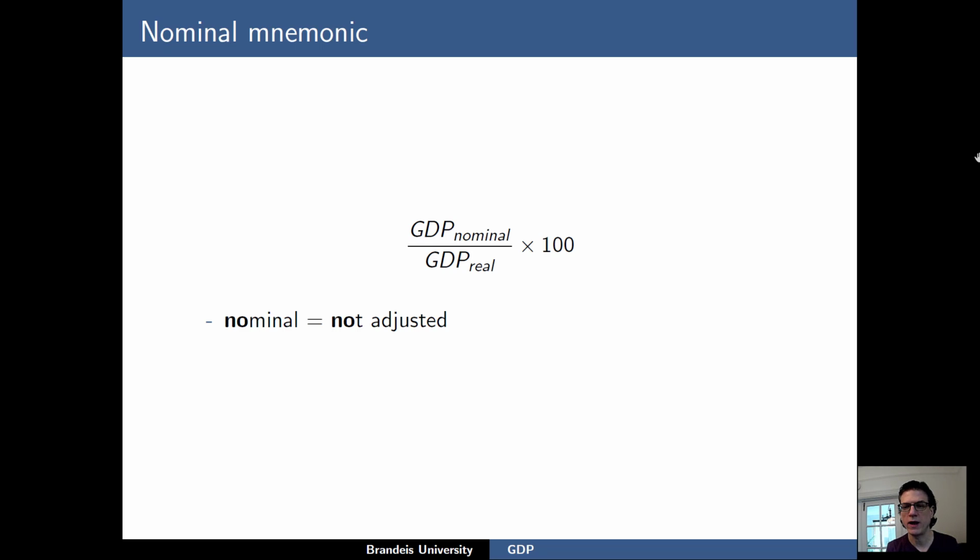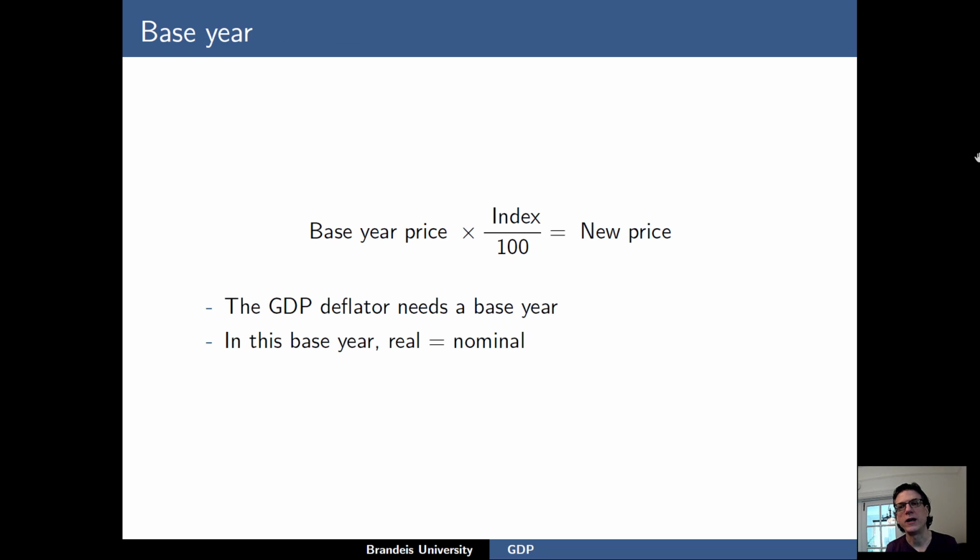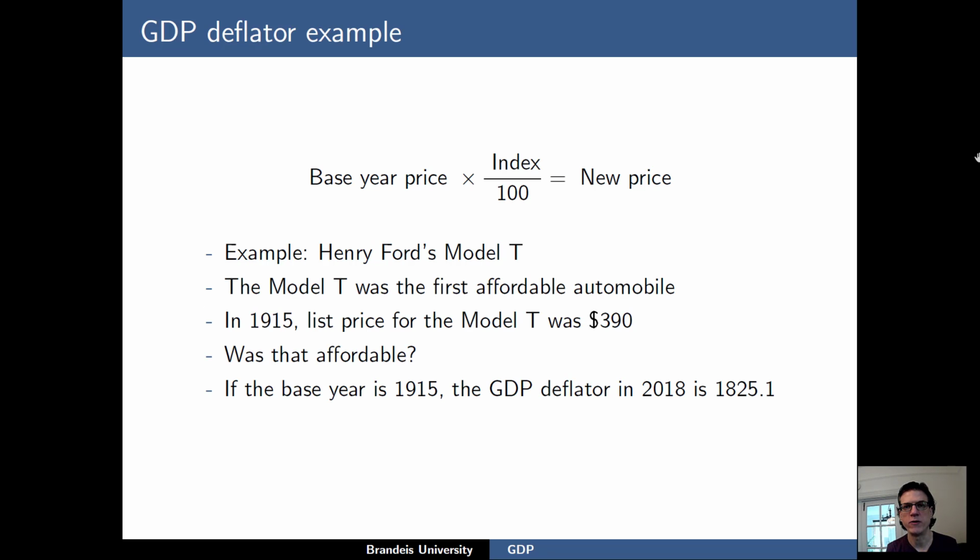So here's the mnemonic again. Okay, so this is our first example of a price index. We'll see a couple more examples in these last couple weeks of our class. To use the deflator, we would need a base year. And in that base year, the real prices and the nominal prices are the same. So let's say we wanted to look at the prices in 2010 and 2015. We could call 2010 the base year. And then we can look at the index divided by 100 and get the price in 2015.